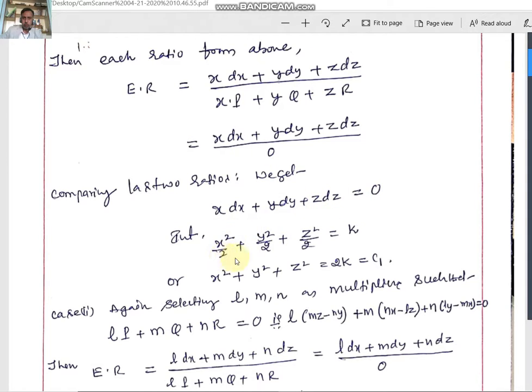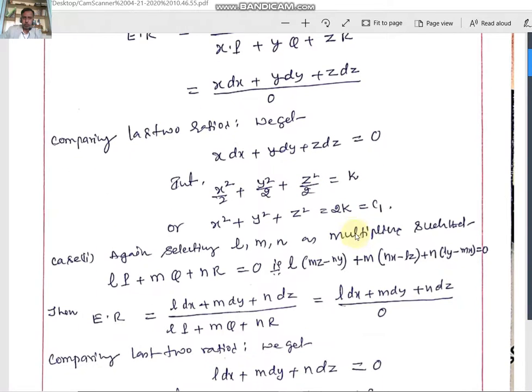Integrate it. x square by 2 plus y square by 2 plus z square by 2 is equal to a constant k. To cancel the 2, multiply the whole thing by 2. You will get x square plus y square plus z square is equal to 2k, that is C1.